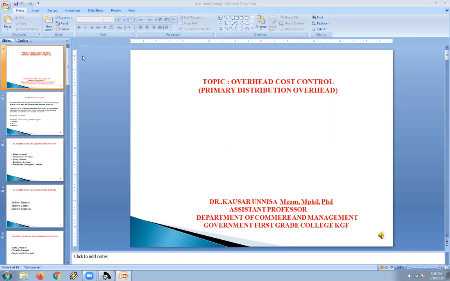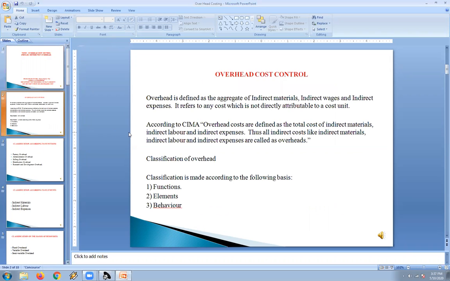So today I am going to give the information regarding overhead cost control, how the costs of overheads can be controlled under the primary distribution method. Before starting overhead cost control, let us know what we mean by overhead.